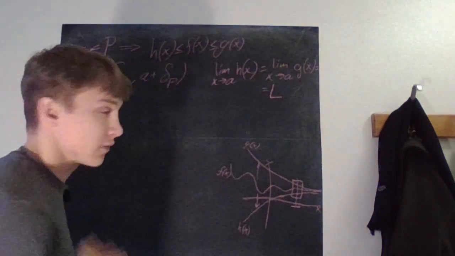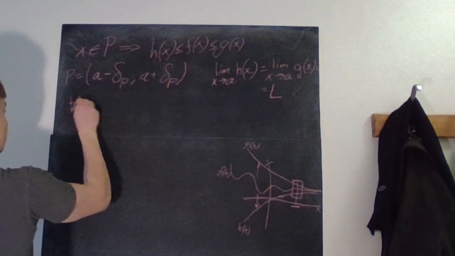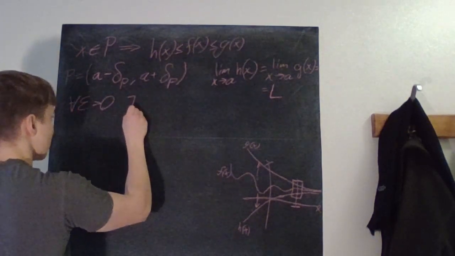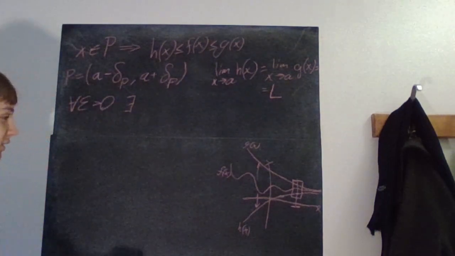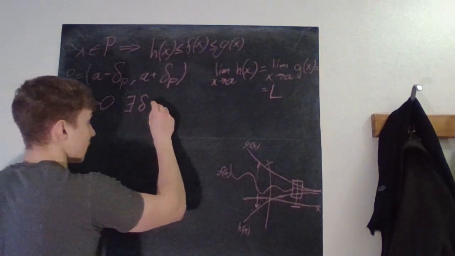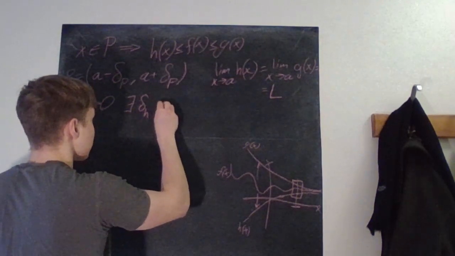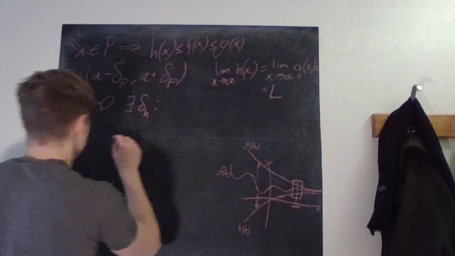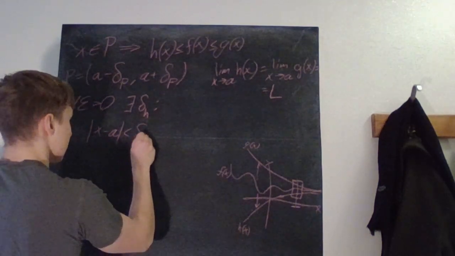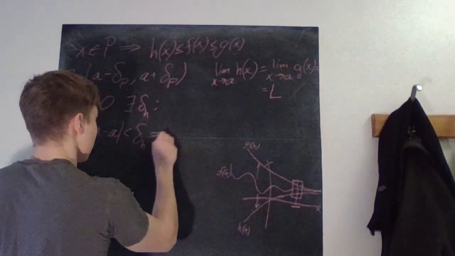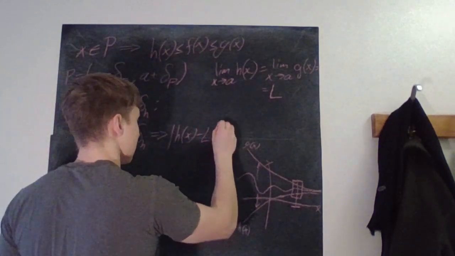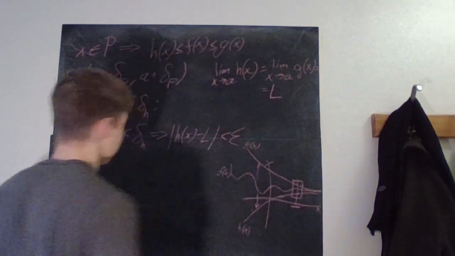So now let's write down what this means. According to the definition of a limit, we know that for any given epsilon greater than 0, there exists a delta, which I will call delta h, such that the absolute value of x minus a less than delta h implies that the absolute value of h of x minus L is less than epsilon.